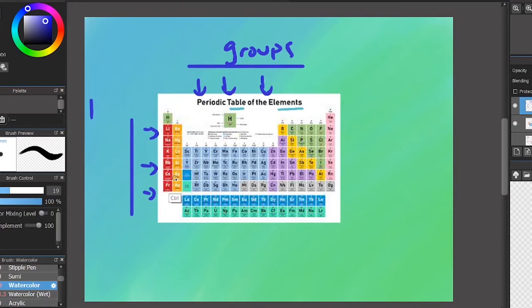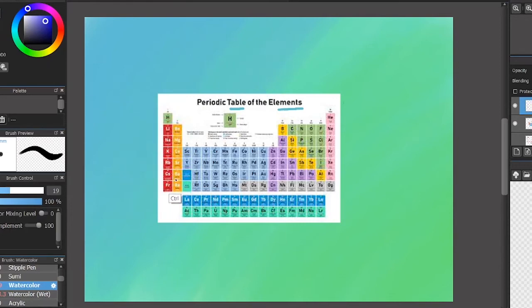Just as an exercise, let's try locating carbon on our table. I'll pause for a bit, see if you can locate it. If you correctly found carbon, you would say it's in the second period and the 14th group.